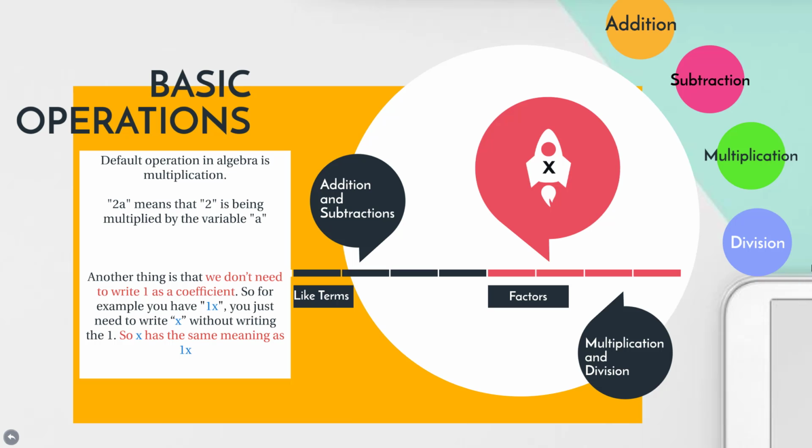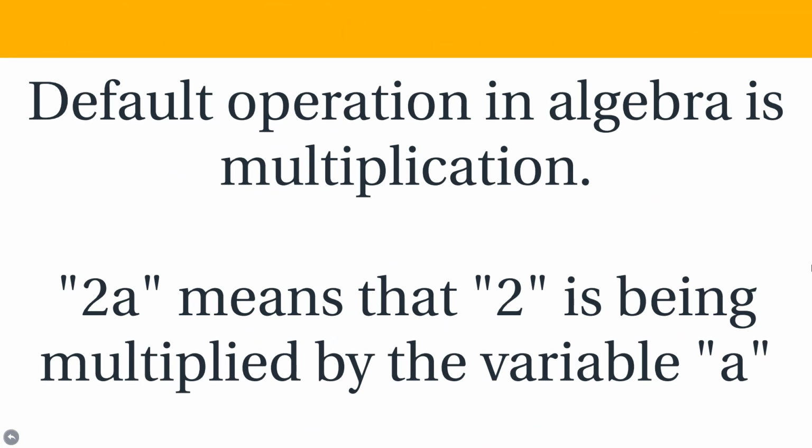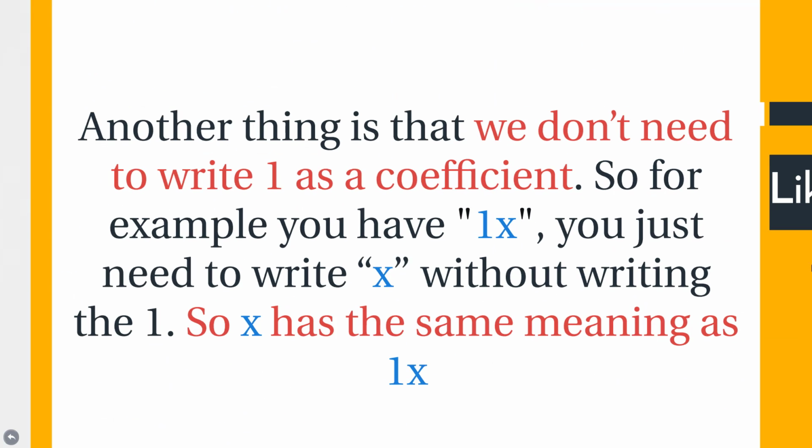Basic operation in algebra. The default operation in algebra is multiplication. 2a means that 2 is being multiplied by the variable a. Another thing that you need to know is that we don't need to write 1 as a coefficient. So for example, if you have 1x, you just need to write x without writing the 1. So x has the same meaning as 1x.